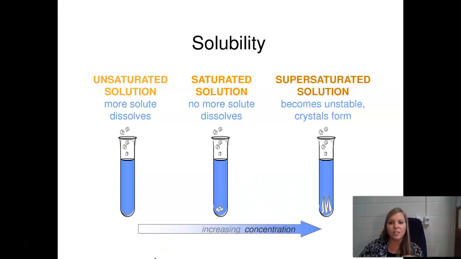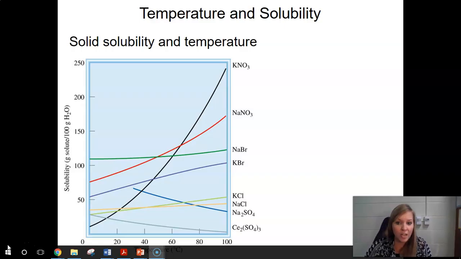You have your unsaturated solution, in which more solute can still be dissolved. As we're increasing the concentration of our solute, you then get saturated, where no more solute will dissolve, meaning if we continue to add more, it's just going to float to the bottom. It's not going to actually dissolve. And then you have your supersaturated solution, which becomes unstable and crystals form. Again, rock candy.